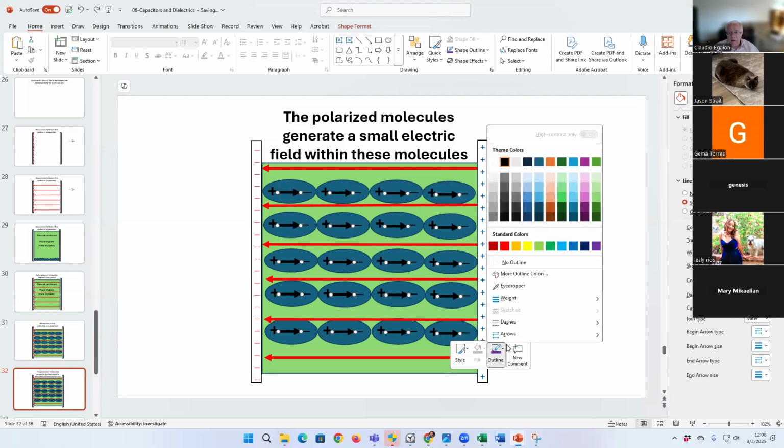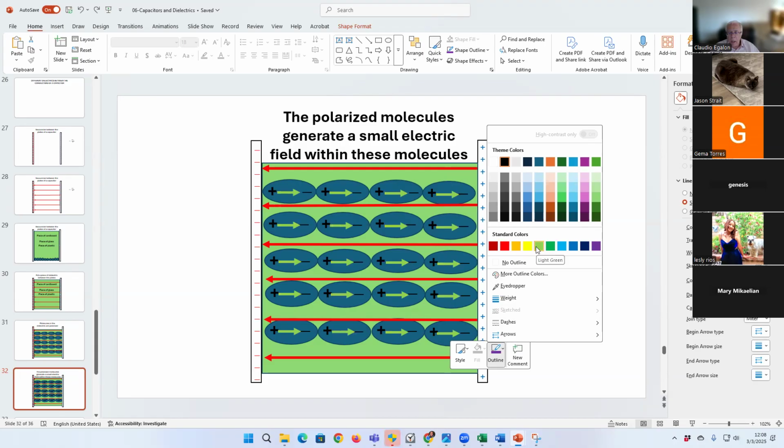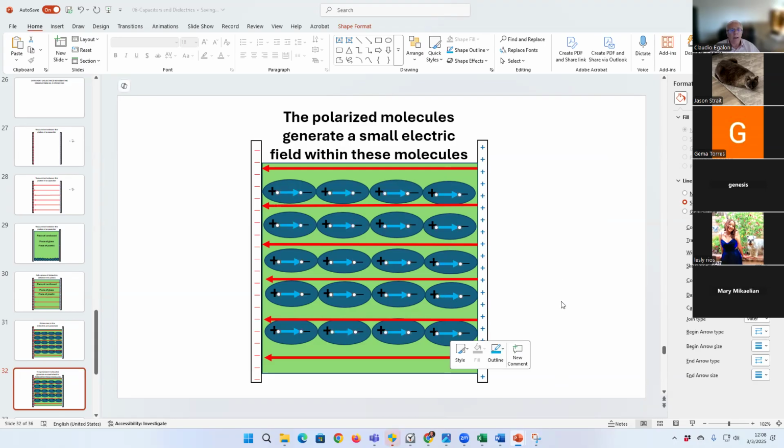That's terrible. Let's get another color here. Red, brown, no, green. I don't like green. What about blue? Blue is better, right? Light blue. Here you go.